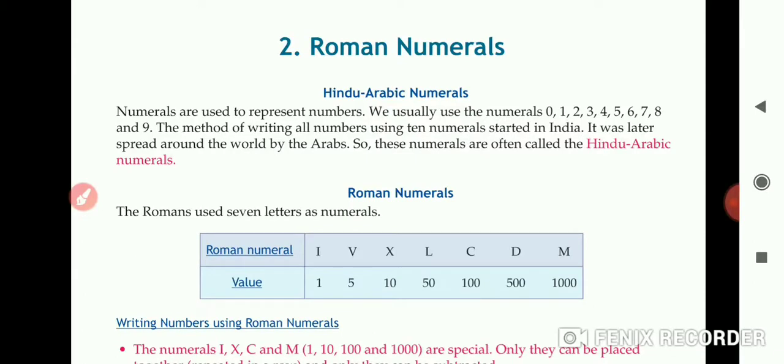Today we are starting the second chapter of your maths book, that is Roman numerals. How to write the Roman numerals, or what are Roman numbers? Usually we know the counting that started from 0, so we represent the Roman numbers according to these countings or numbers.